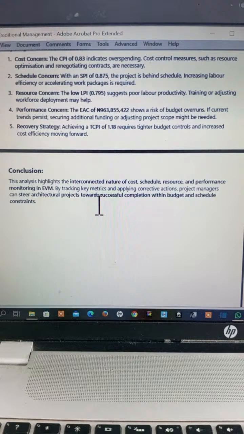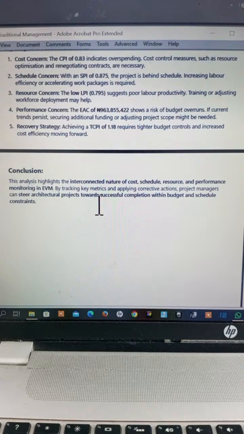The fourth one is our performance concern. Look at the money involved. We have estimated cost, and the estimated actual cost is becoming 9,638,55,422 million. It shows that the budget has been overrun. So if the trend continues the way it is going, you have to ask for additional costs.